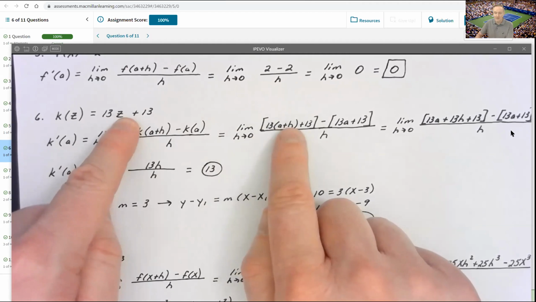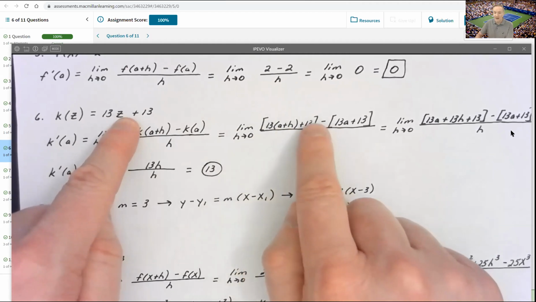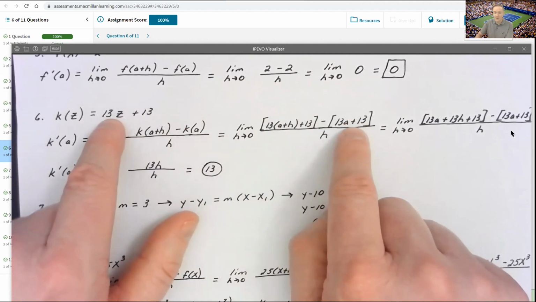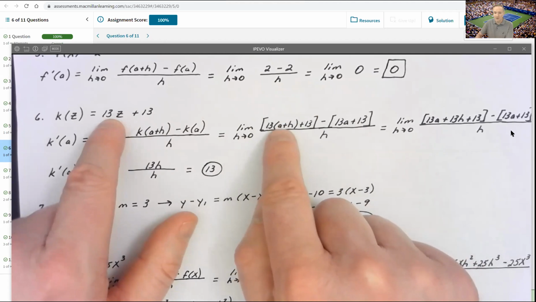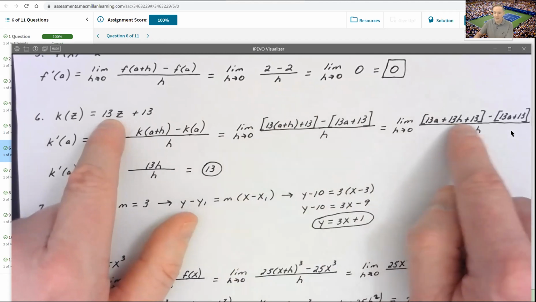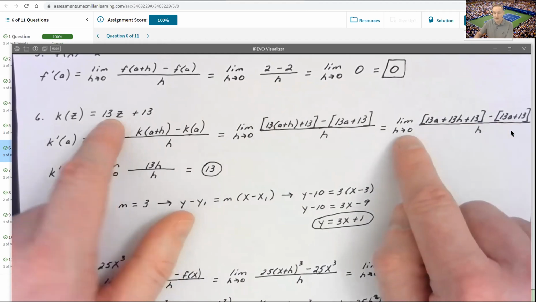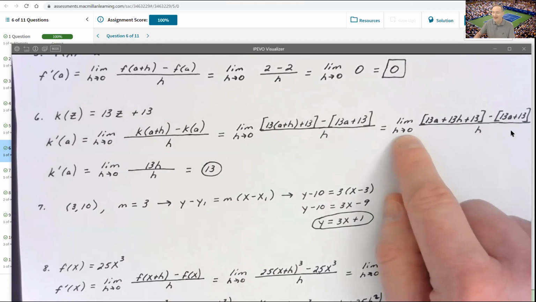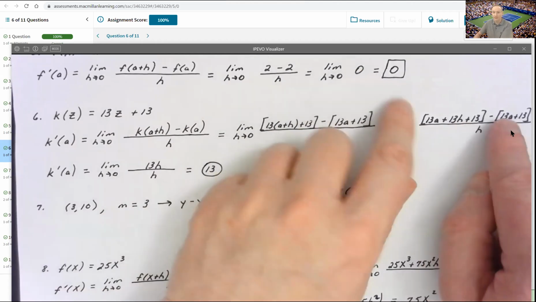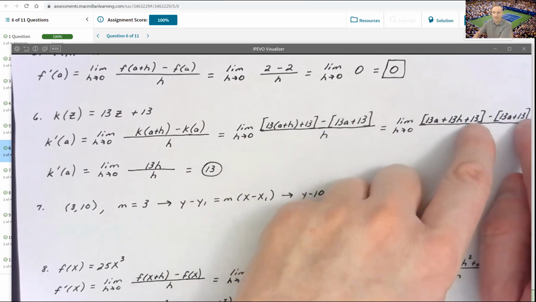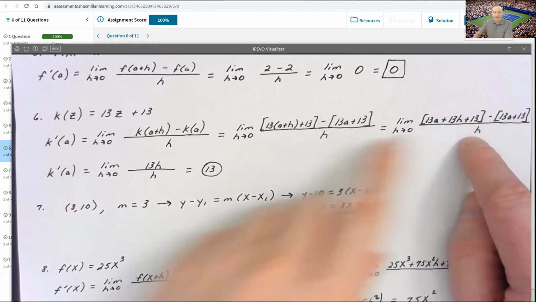So I have 13 times a plus h plus 13 minus the group k evaluated at a is just going to be 13a plus 13. Now I distribute the 13 through the group a plus h, and I have 13a plus 13h plus 13 minus my k of a all over h, and this is still inside of a limit as h approaches 0. As in every single time, the terms of k of a plus h and k of a have to cancel. Well, they do. 13a minus 13a goes away. 13 minus 13, gone. You're left with 13h over h.